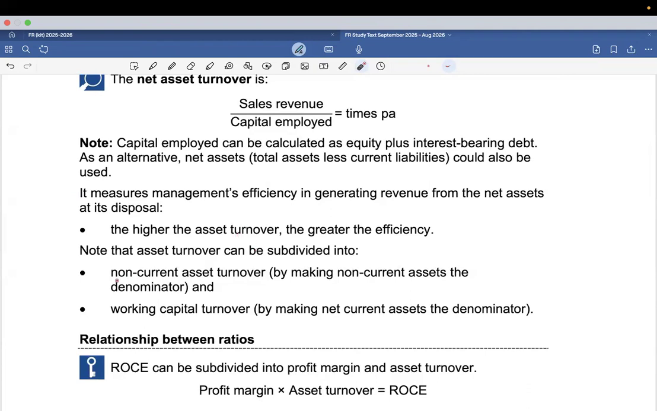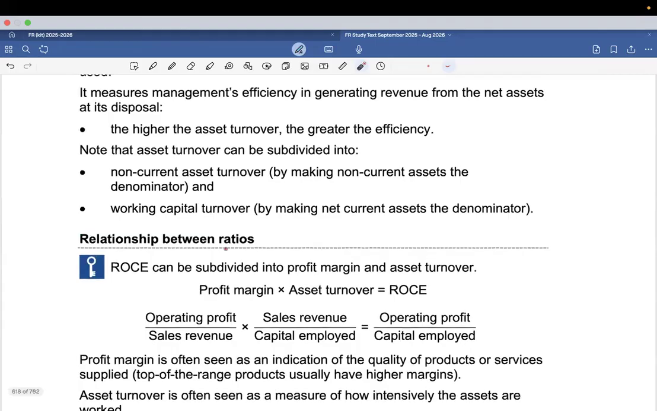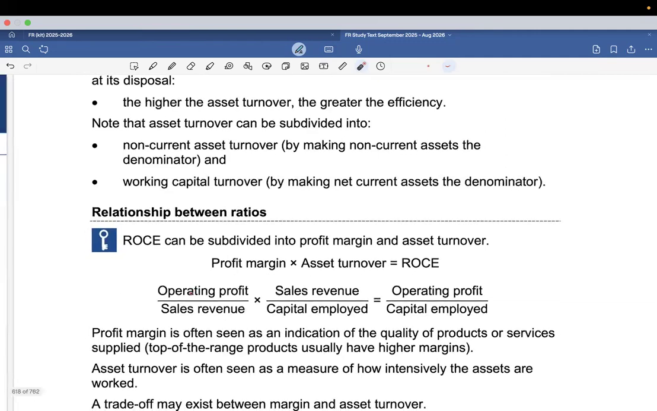In the same way, you could also take a non-current asset turnover. That is, instead of capital employed, here you're going to take non-current assets instead. Clear? Also, there could be a working capital turnover ratio. In this case, instead of capital employed, you're going to take the net current assets, as in current assets minus current liabilities. Clear?